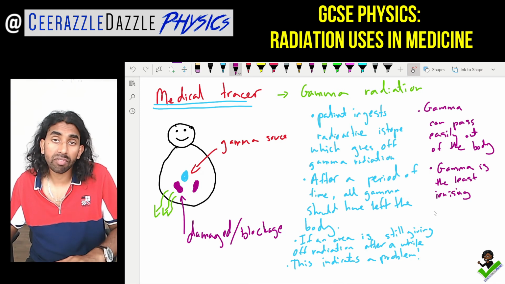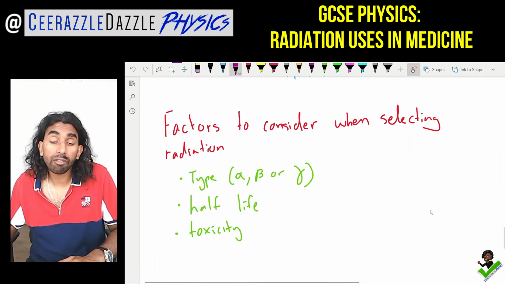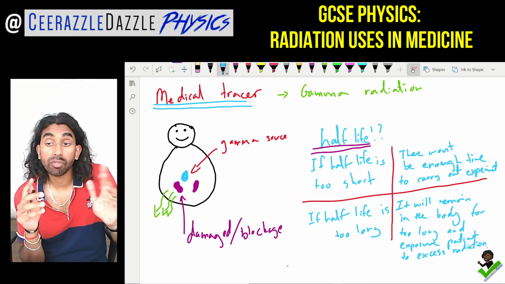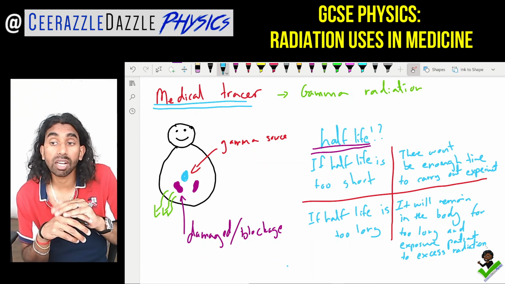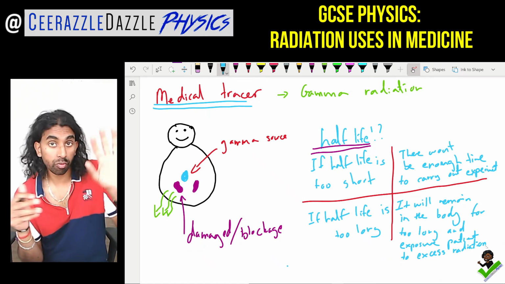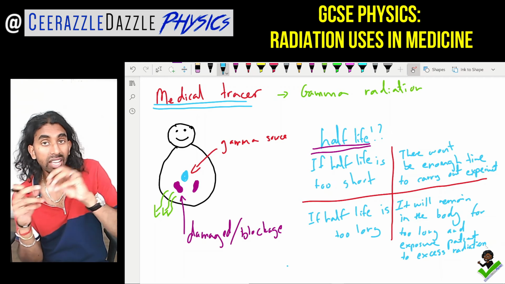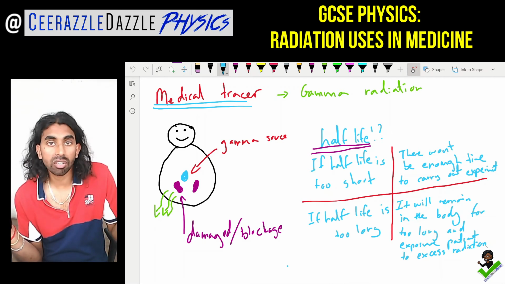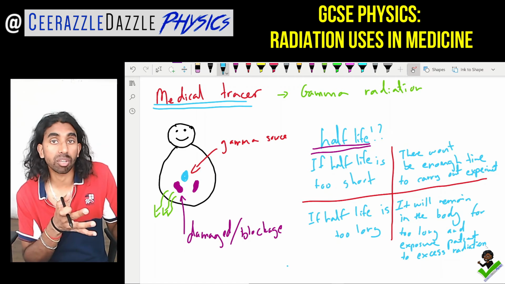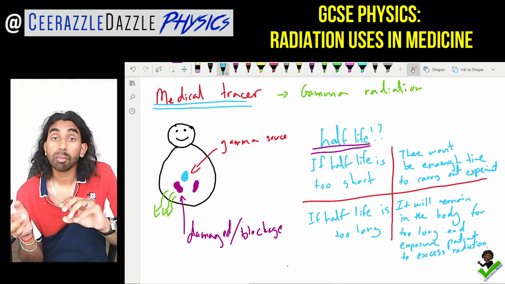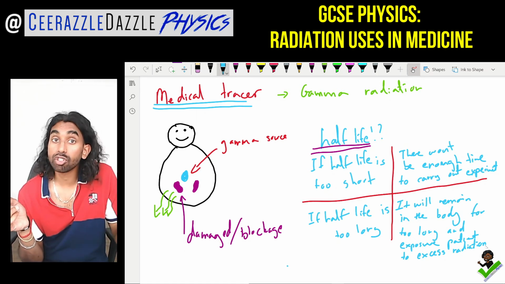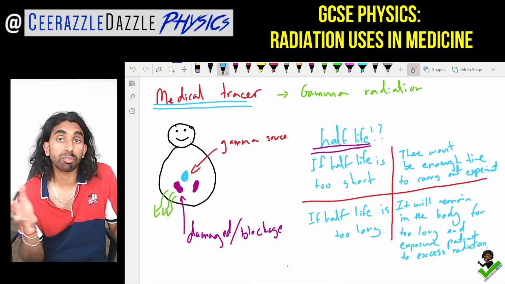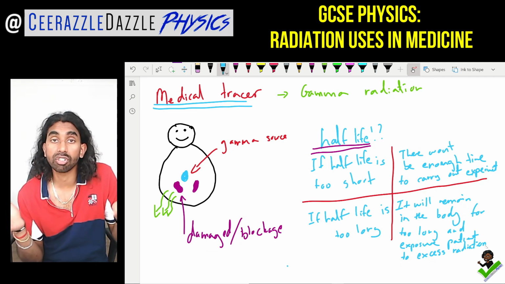Right, there's one more thing we have to discuss. It's going to be the half-life, guys, the half-life of the actual isotope here. So if the half-life is too short, there won't be enough time to carry out the actual experiment. If you were to place it into the person's body and it had a very quick half-life, let's say a second, after a second's gone, there won't be enough time for you to carry out the procedure. So that won't work. But if the half-life is too long, obviously it will remain in the person's body for too long, therefore exposing them to a larger amount of radiation than required.